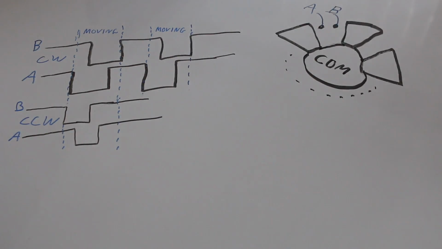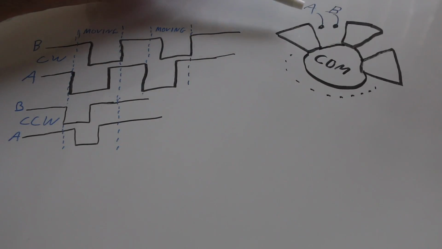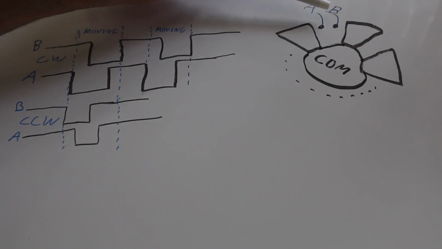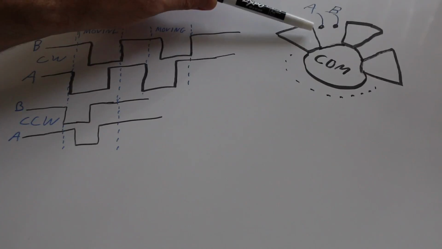This is roughly how the rotary encoder works. You have two contacts in there called A and B. I will call them arbitrarily A and B like this.